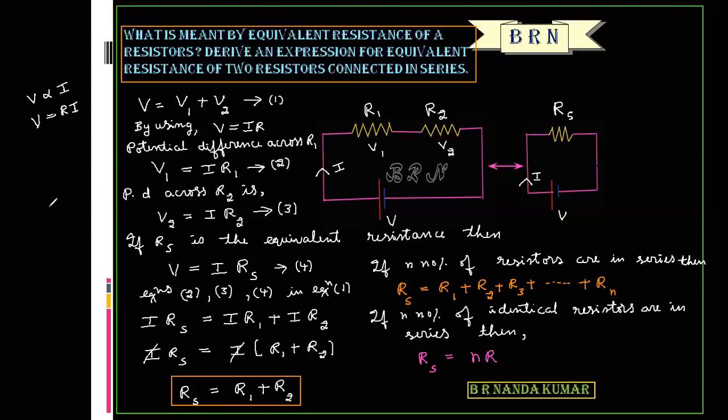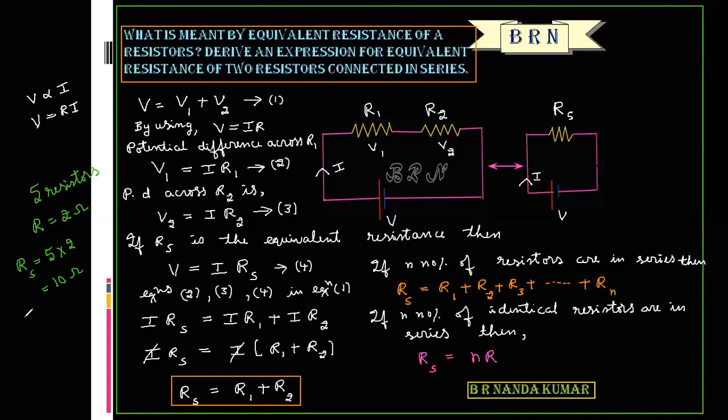if five resistors, each one having resistance 2 ohm, are all connected in series, what is the effective resistance? R_s is equal to, in this case, what is the value of n? Number of resistors, 5. Each one having resistance 2, right? 5 into 2, that is 10 ohm. That means the effective resistance increases.